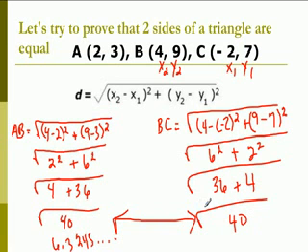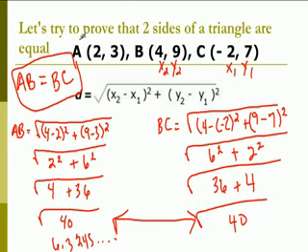So we just proved mathematically that AB is equal to BC. If they say prove, you do not need to draw a picture, all you need to do is do it mathematically like we just did, and that proves mathematically that AB and BC are equal.